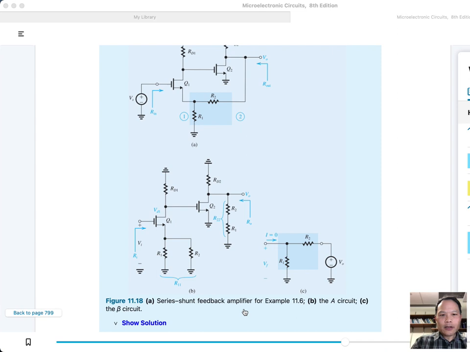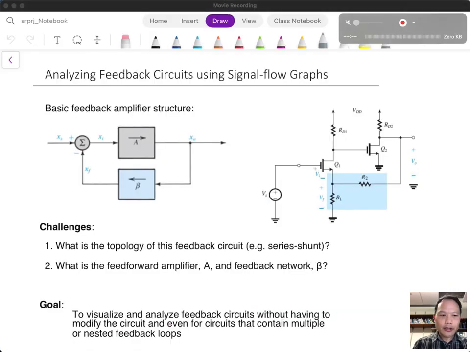So those examples show the challenge of the traditional approach of analyzing feedback circuits, which is, first of all, identifying the topology of the circuit. In this case, it is a series-shunt topology, and that's needed in order to break the circuit apart into its feed-forward amplifier A and its feedback network beta.